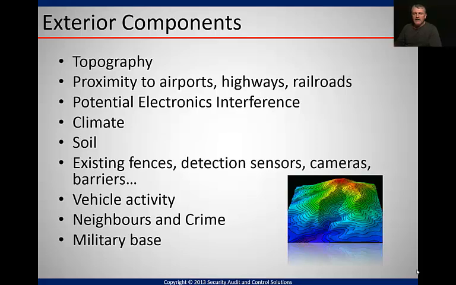Topography indicates how high we are, at what level, where we are located, and whether we are close to any flood areas. Proximity to airports, highways, and railroads we need to consider. Because we do have highways and railroads, there's a possibility that trucks could carry hazardous material, or there may be electronic interference, climate, swell. Are there any sinkholes around us? Existing fences, of course, detection centers, cameras, and barriers. What have our neighbors done? Vehicle activity: is it during the week the same as weekends, end of month, end of year? Neighbors in crime and also possibly close to a military base as well. These are all exterior components we need to consider.